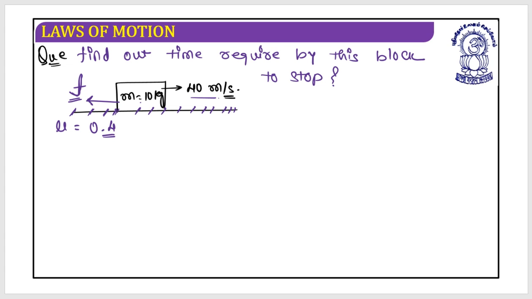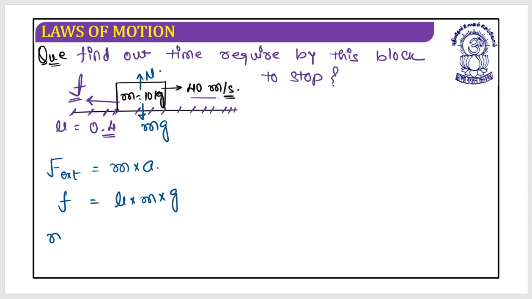Let's look at this very carefully, because these are the basics and the concepts. This is N, this is mg. F external could be written as mass into acceleration. This friction could be written as mu into m into g. Both can be equated, so m into a equals mu into m into g, and this m has gone. That is, a equals mu into g. So every time the block is moving, shall I write this?